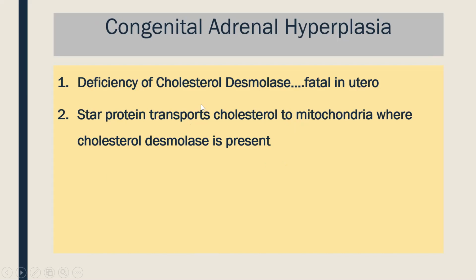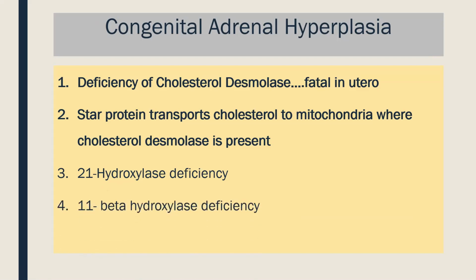Now, if cholesterol desmolase is there in the mitochondria, but the StAR protein is not there, which sends the raw material cholesterol to the mitochondria, then pregnenolone also cannot be formed, and that is also fatal in utero. These fetuses will not develop and will not progress until birth. Some other deficiencies that can occur are 21 hydroxylase deficiency, 11 beta hydroxylase deficiency, and other enzymes can also occasionally be affected.